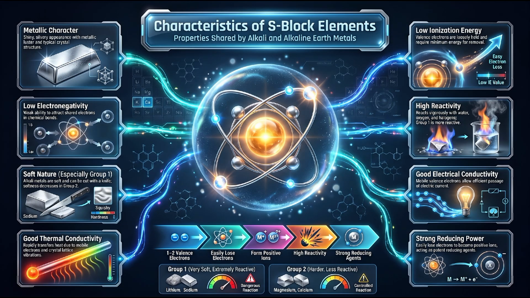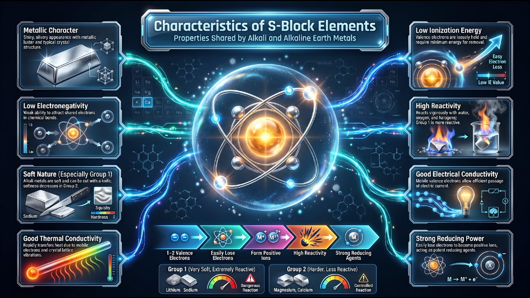Group 1 elements have the general electronic configuration ns¹, while Group 2 elements have the configuration ns². Since the outermost electrons determine how an atom behaves during chemical reactions, the presence of one or two electrons in the s orbital gives all s-block elements a number of common characteristics.